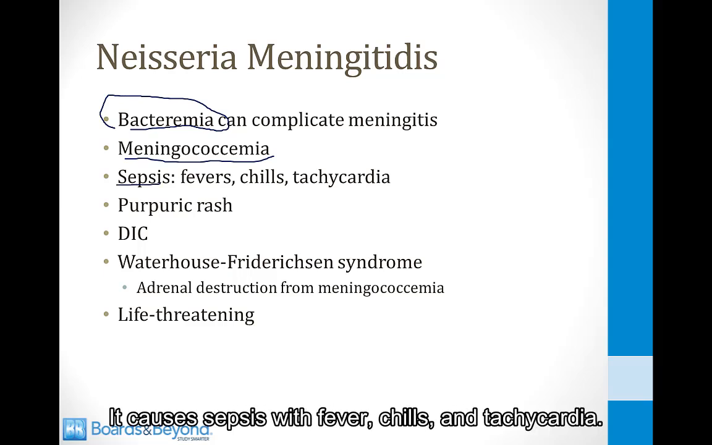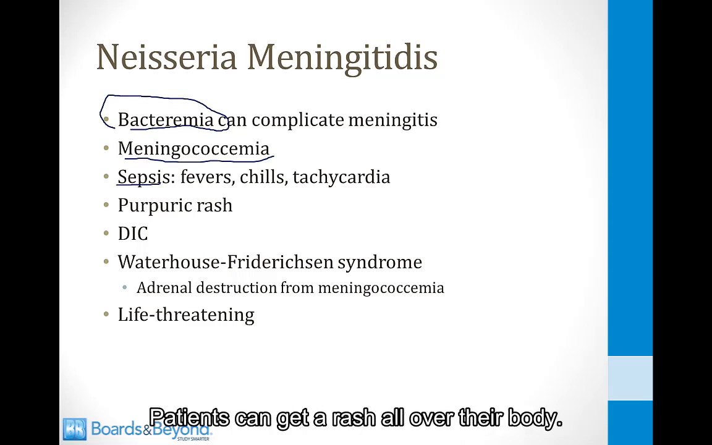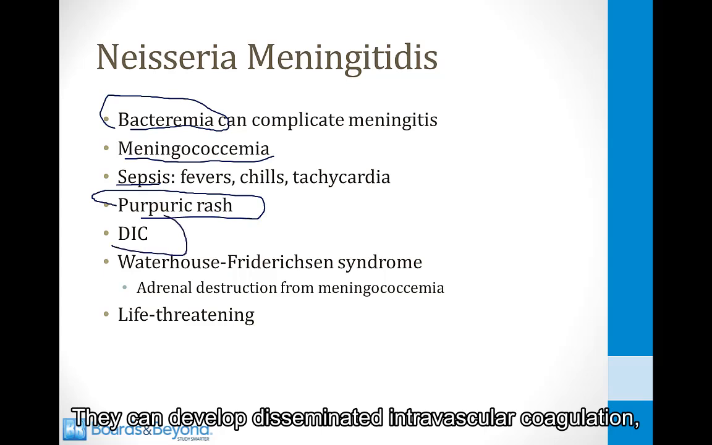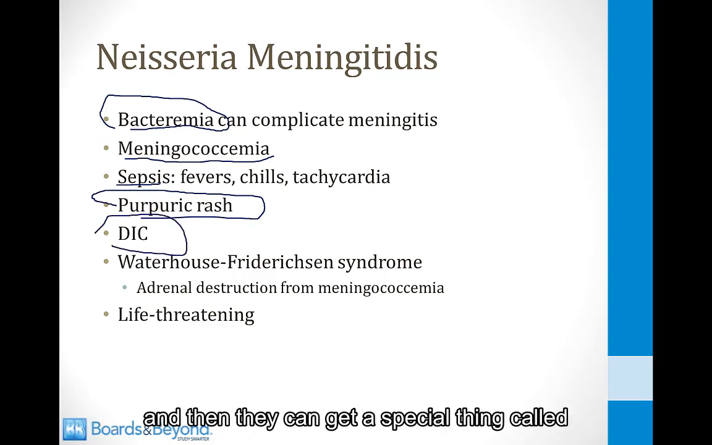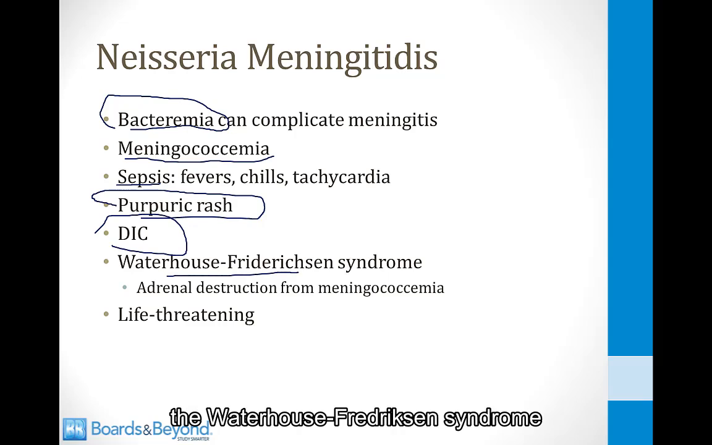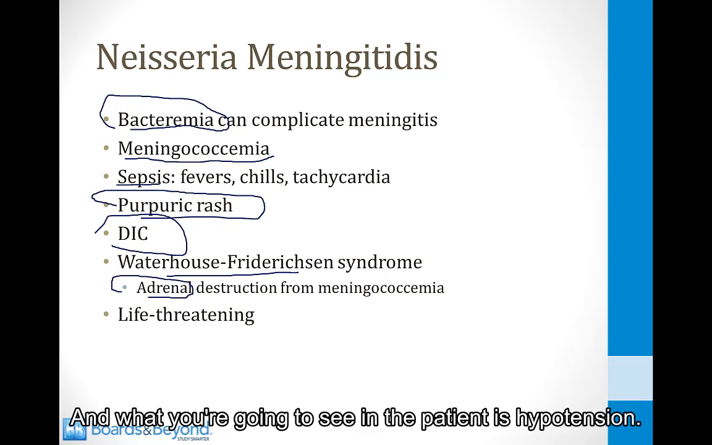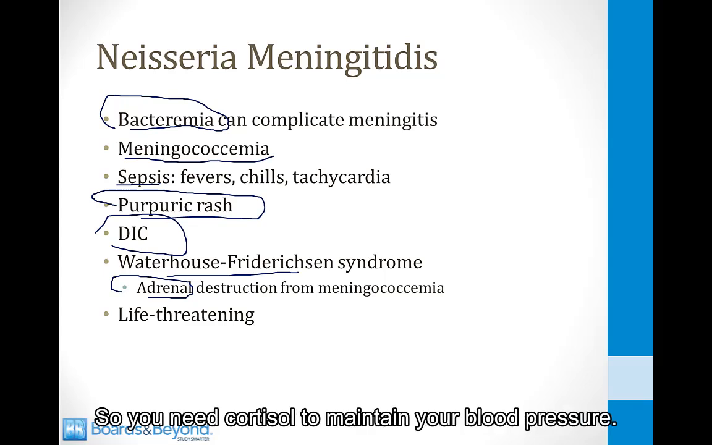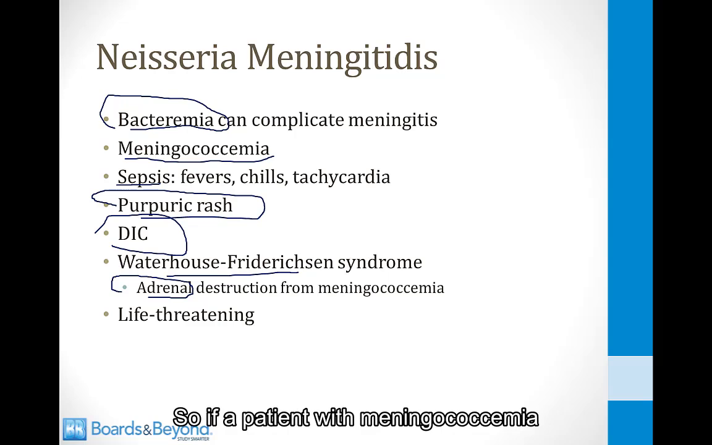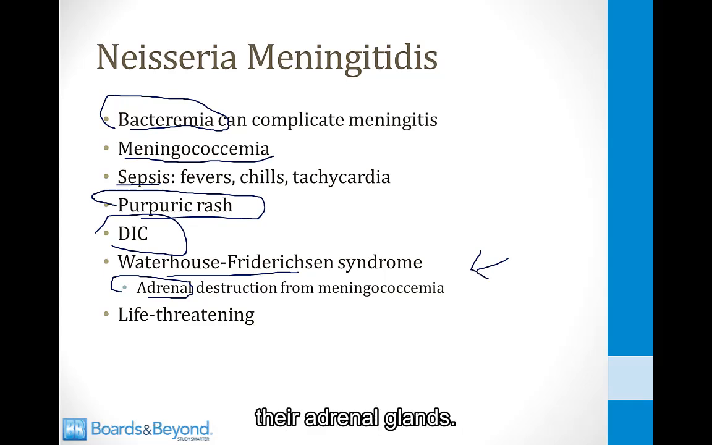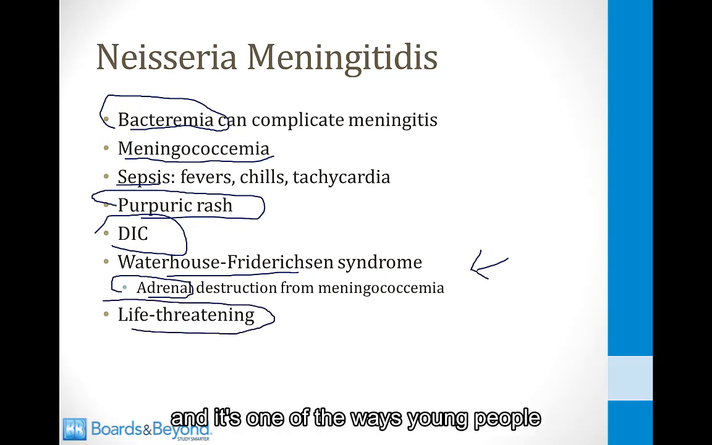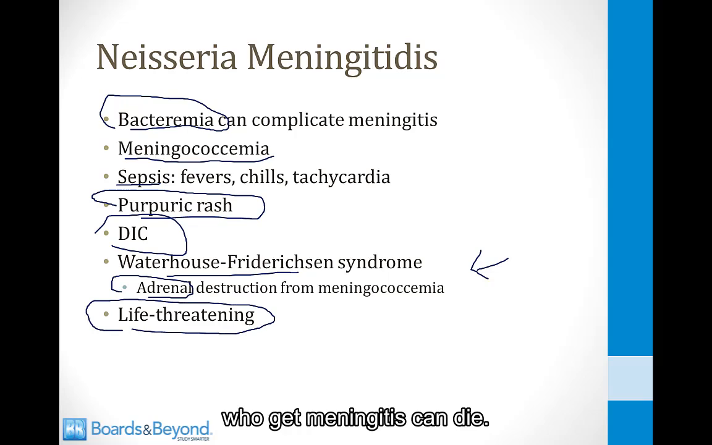It causes sepsis with fever, chills, and tachycardia. Patients can get a rash all over their body. They can develop disseminated intravascular coagulation, and then they can get a special thing called the Waterhouse-Friderichsen syndrome, where they have destruction of their adrenal glands. And what you're going to see in the patient is hypotension, so you need cortisol to maintain your blood pressure. So if a patient with meningococcemia suddenly becomes hypotensive, you have to think that they may have just destroyed their adrenal glands. And this is life-threatening, and it's one of the ways young people who get meningitis can die.